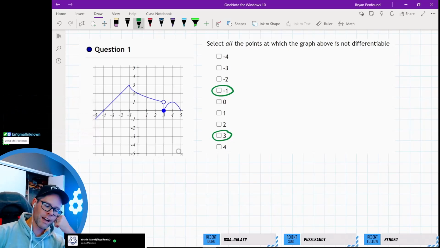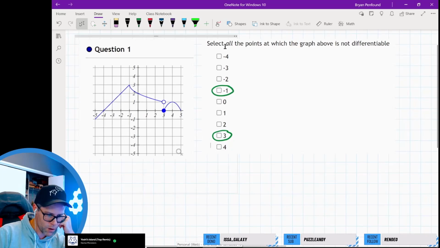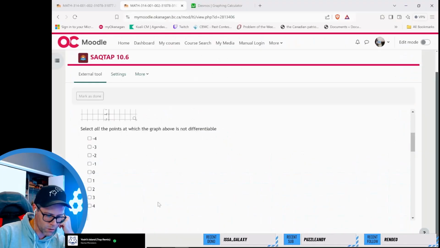I think that's it here, right, folks? So we can't differentiate at 3 because we have a jump discontinuity. We can't differentiate at -1 because of the corner or cusp. But everywhere else should be fine, right? At least all of the other possibilities that they've given to us, I think should be okay.